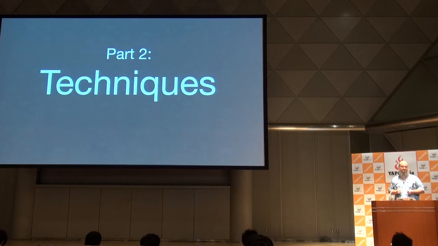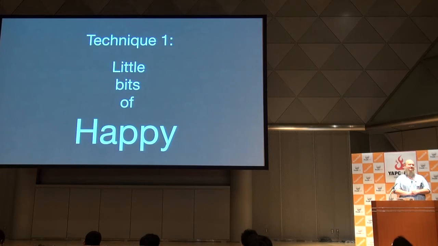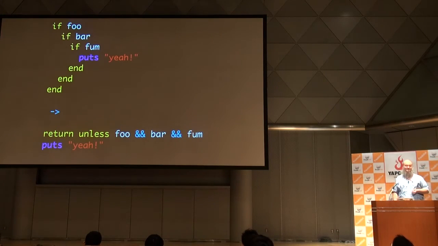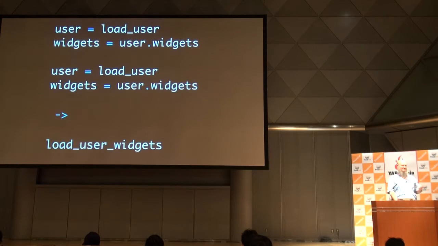Moving on to part two, there's some techniques to refactoring that I like to add. The first technique is the little bits of happy that you add throughout your code. To go back to the very first slide I had, I've removed three layers of nesting here. This is much easier for me to read. I do this every chance I get. It makes me a little happier. It's measurable. To go back to this slide, it's a bad reason by itself, but it makes me happy.